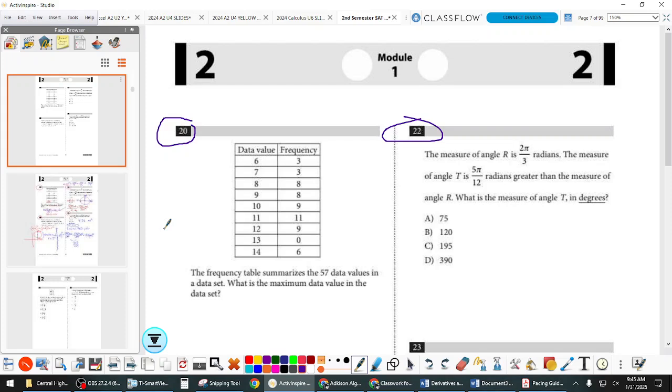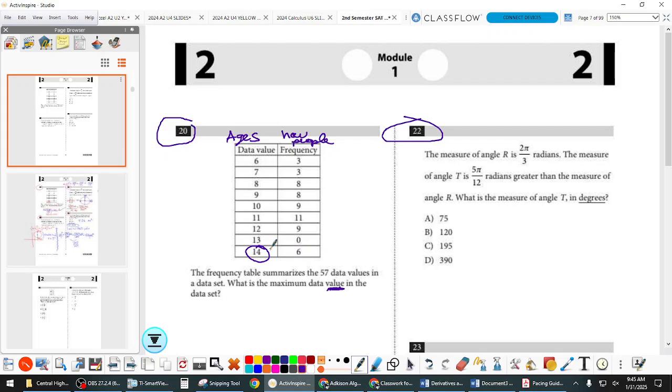Okay, so let me start over. This is the data, like the age, if we're picking an example, this is the ages, and this is how many people. Okay? So the maximum data value is 14. Would be the oldest kid, right, in the list, in the set of data.